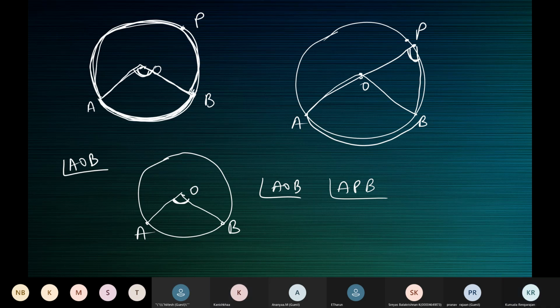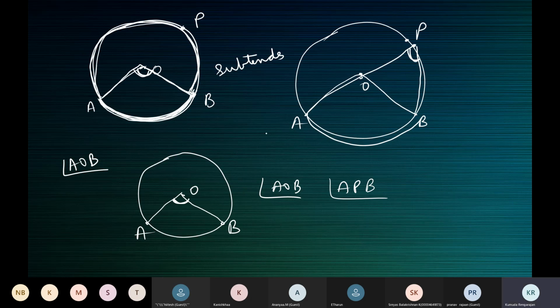Minor arc AB subtends angle AOB at the center. Yes, minor arc AB subtends angle AOB at the center.